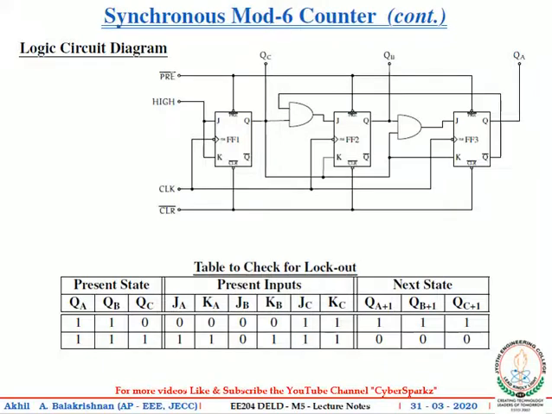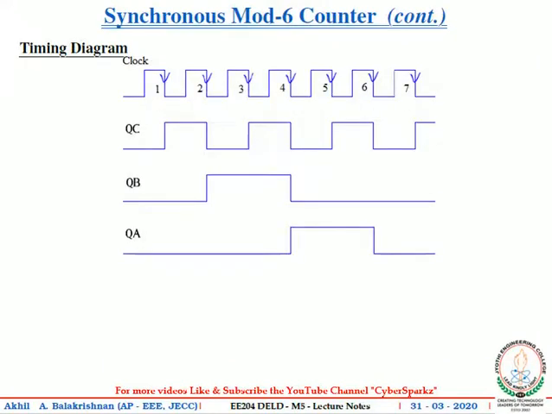Now let's check the timing diagram. Here you can see the initial state is 000. At the end of the first clock pulse, output changes to 001. Like that, at the end of the 6th clock pulse, output changes to 000. Observing the timing diagram waveform of the MSB flip-flop, that is QA, for the first clock pulses the output is 0, and for the next 2 clock pulses, the output is 1.